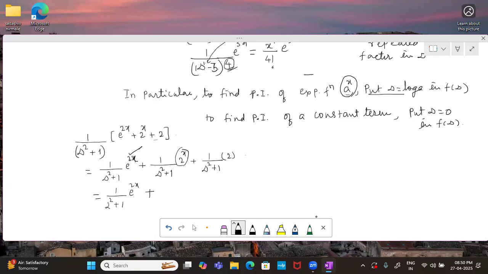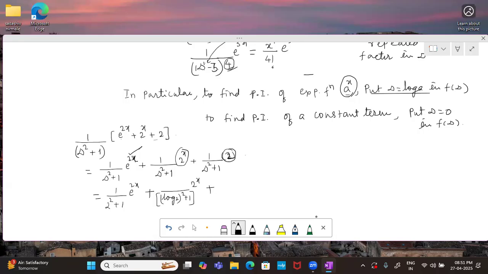What is the working rule? Put d is equal to log a. Here also put d is equal to log a. Means log 2. So log 2 square plus 1 operating on 2 raised to x plus, that is the second PI. Now the third term is 1 upon d square plus 1 into 2. 2 is the constant term because this term is free from x. That's why it is a constant one.